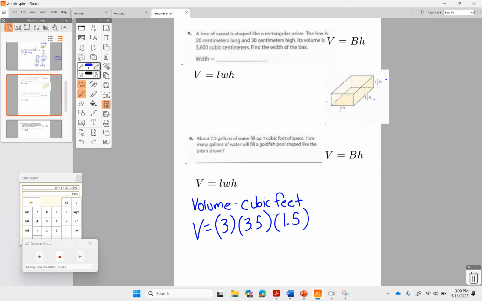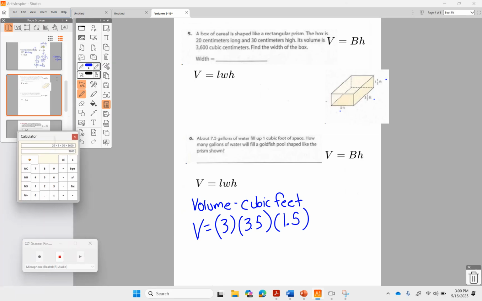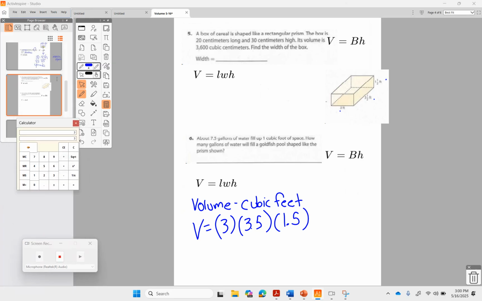Okay? So let's do this. 3 times 3.5 times 1.5 is 15.75. The volume is 15.75 cubic feet, which you could write this way. So I found the volume.